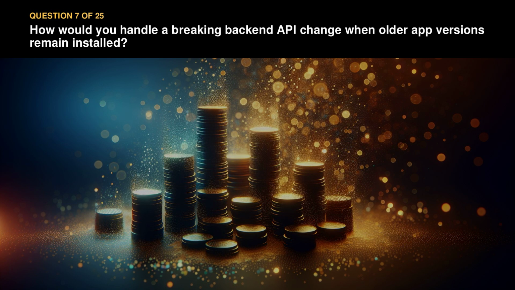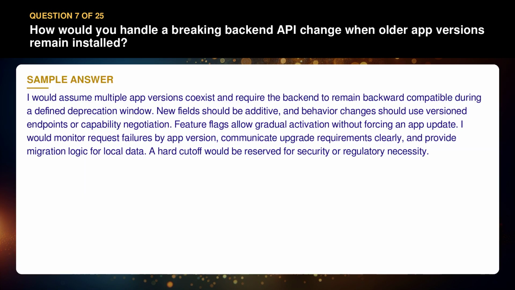Question 7. How would you handle a breaking backend API change when older app versions remain installed? I would assume multiple app versions coexist and require the backend to remain backward compatible during a defined deprecation window. New fields should be additive, and behavior changes should use versioned endpoints or capability negotiation. Feature flags allow gradual activation without forcing an app update.